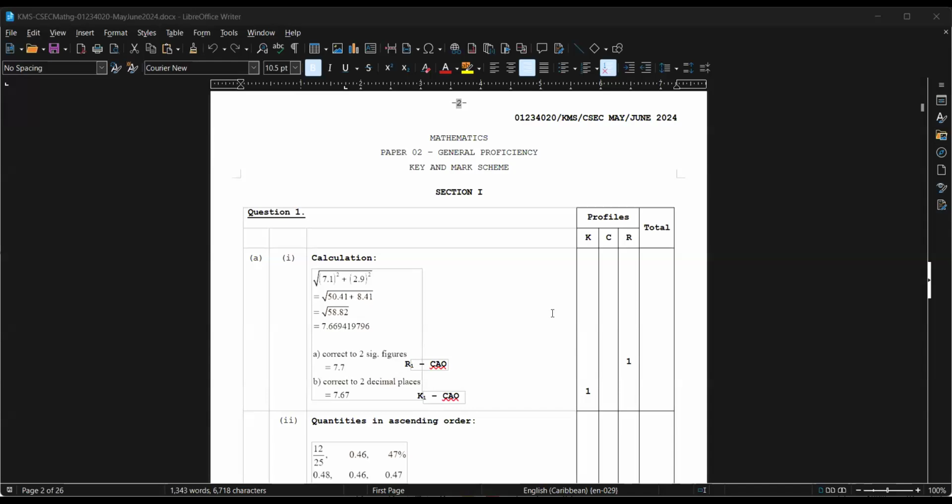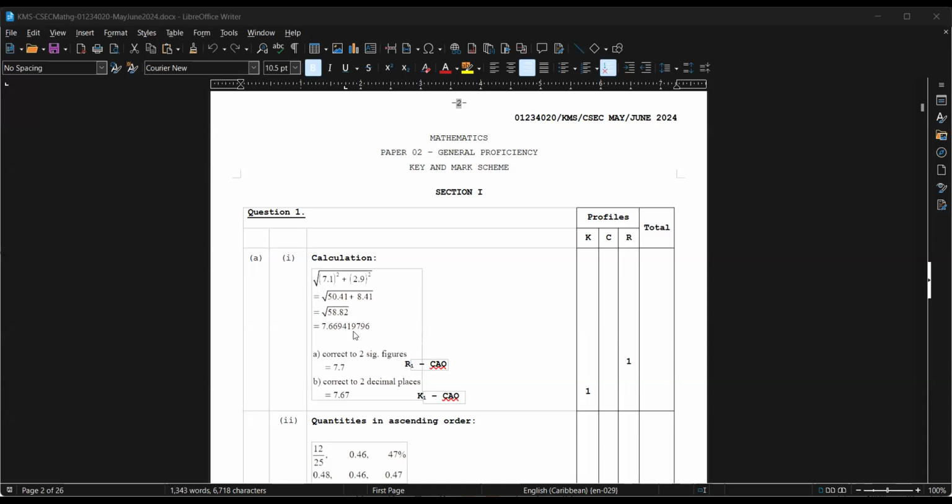So don't waste time. In CXC, you don't write back 7.1 squared plus 2.9 squared under the square root. That's already in the paper. Don't write that back. You are wasting time. If you put that equal to 7.669, they don't care that you have this here, or this third step. When you take 7.669 and round it to 7.7, they will give you 1 mark. They do not care for all these steps.